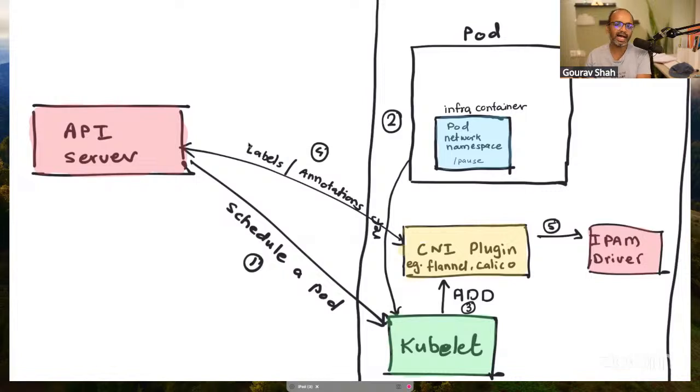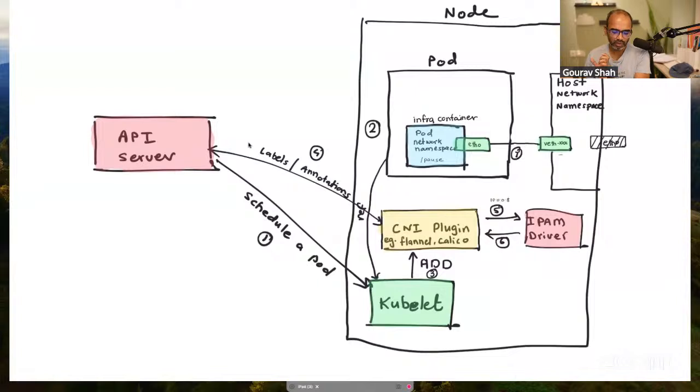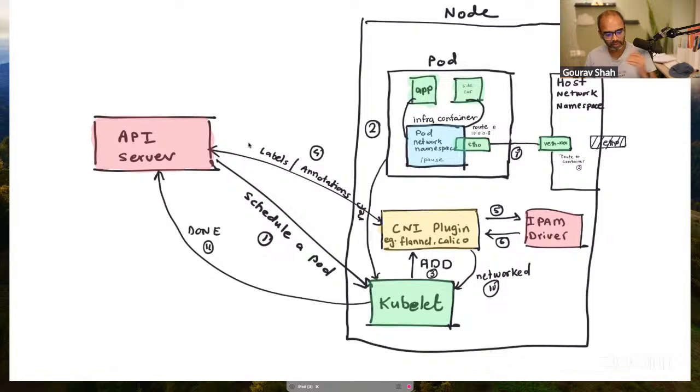Then it calls the IPAM driver. IPAM is IP address management. So that gives the pod an IP address. And then that gets configured on the actual pod, and then the routes are set, all the network configurations are done, and then the plugin will report back saying, oh, this pod is networked, and done, right? So that's how pod networking happens, that's how a pod gets an IP, that's how a pod gets connected to the network, and that's how pods can talk to each other over the CNI plugin.